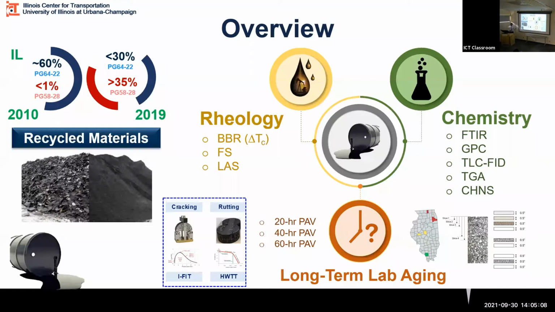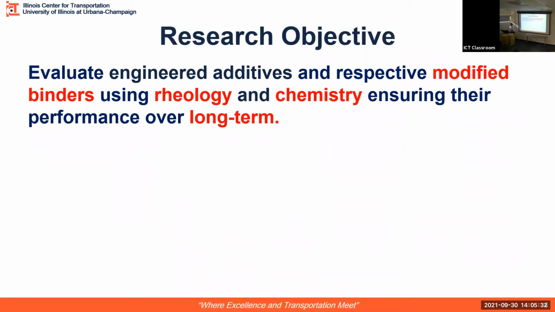And eventually, these modifiers will be used in an asphalt mix, which is more of a heterogeneous matrix of binders and aggregates. And we need to make sure that whatever we found out from this study of these modified binders, we can translate to mixture level characterization. So balanced performance of these mixes needs to be understood as well. With that motivation, the objective of the study was to evaluate these engineered additives with their respective modified binders using rheological and chemical characterization techniques, which will ensure their performance over the long term.